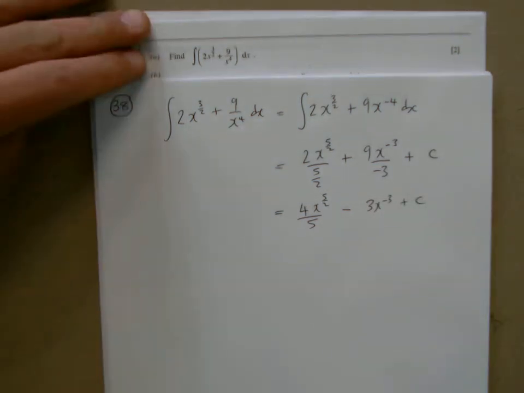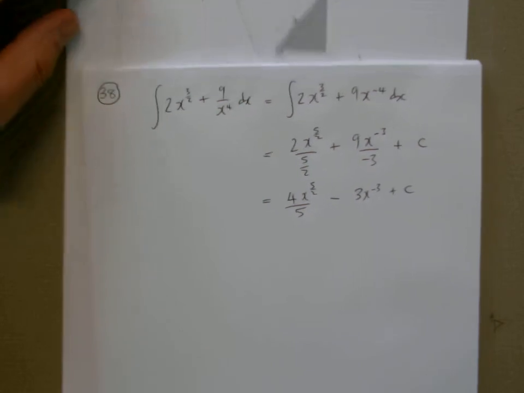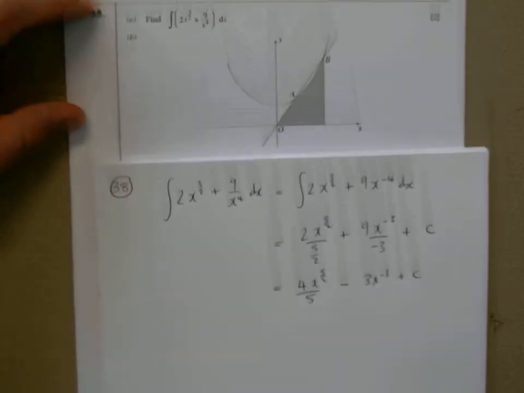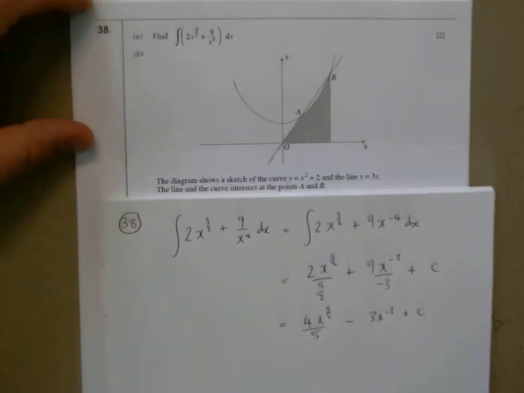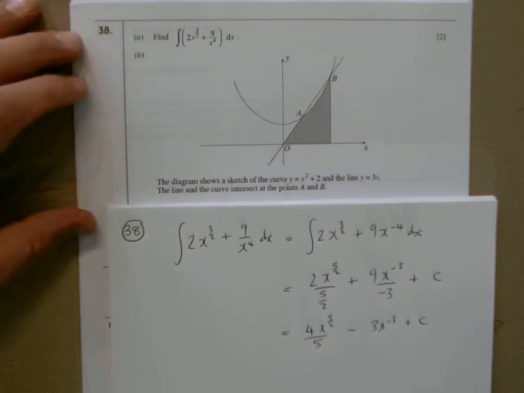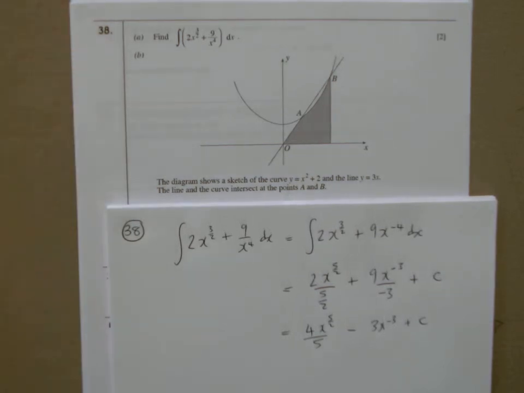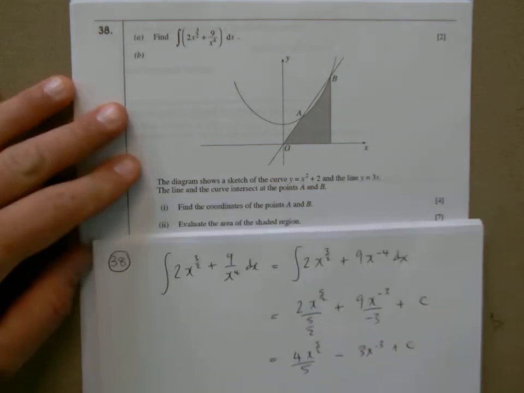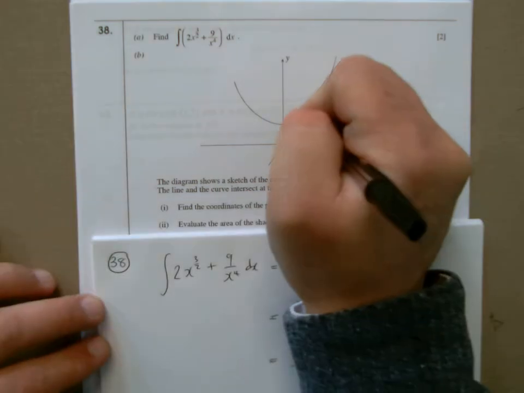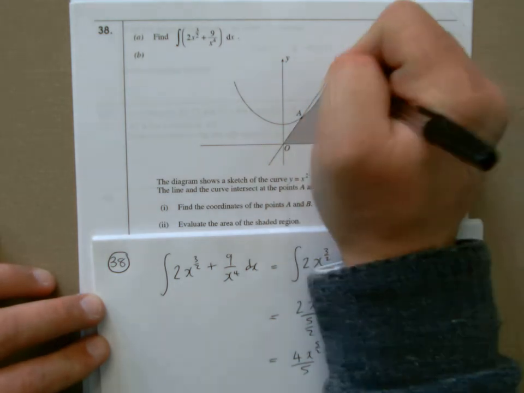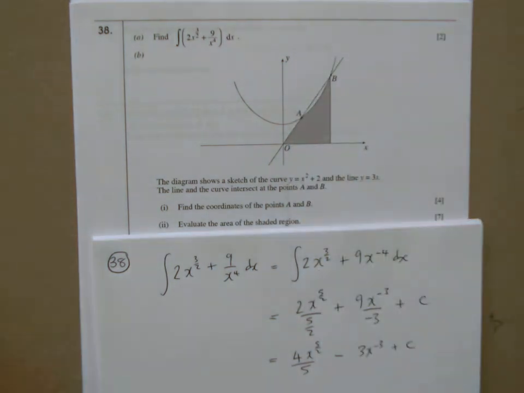Okay? Right, part B, we're asked then to find the area of the shaded part there and the line, the curve that we've got here. But first of all, what does it say? Find the coordinates of the point A and point B. Okay, so if you notice, point A and B, that's where the curve and the line intersect, yeah?